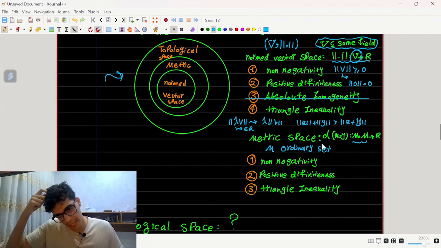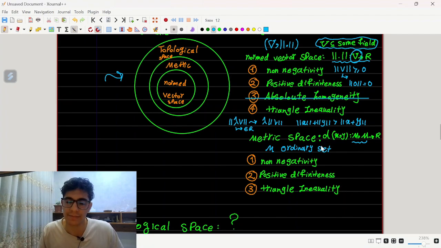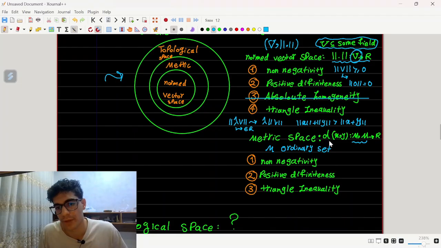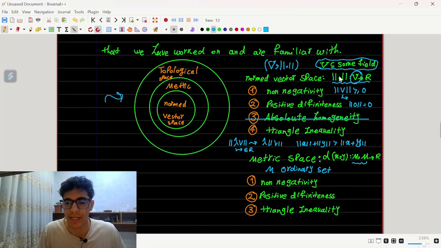But D is actually another function to visualize the length between two points. But here, as you can see, vectors have only one input in the norm function. So that's what metric spaces and normed vector spaces were, and we are familiar with them.